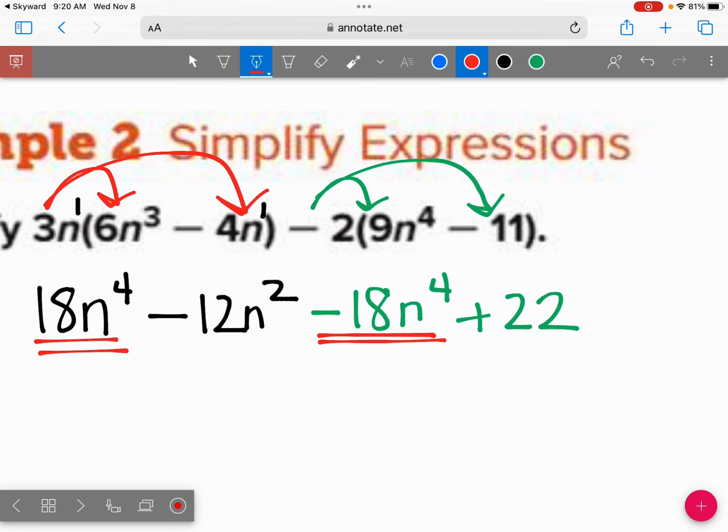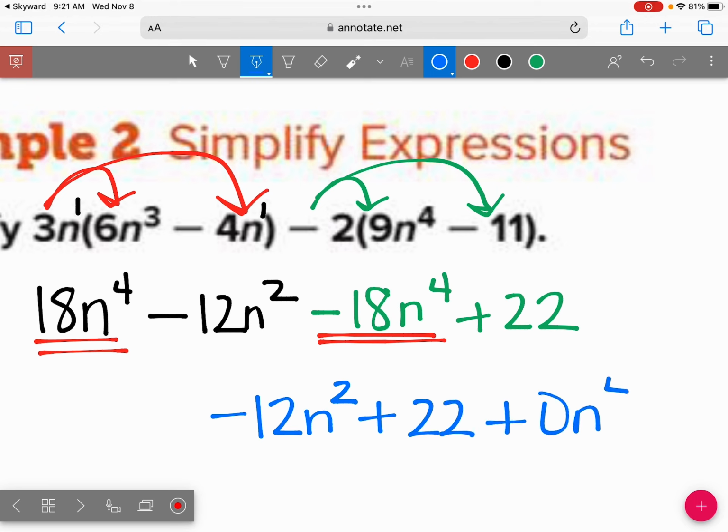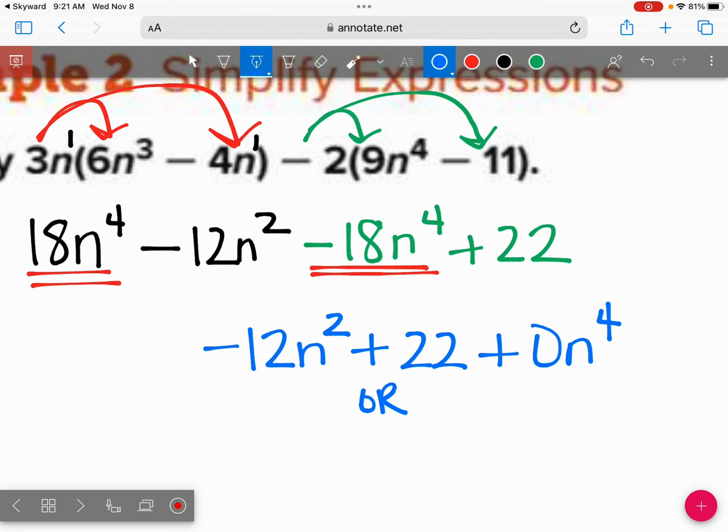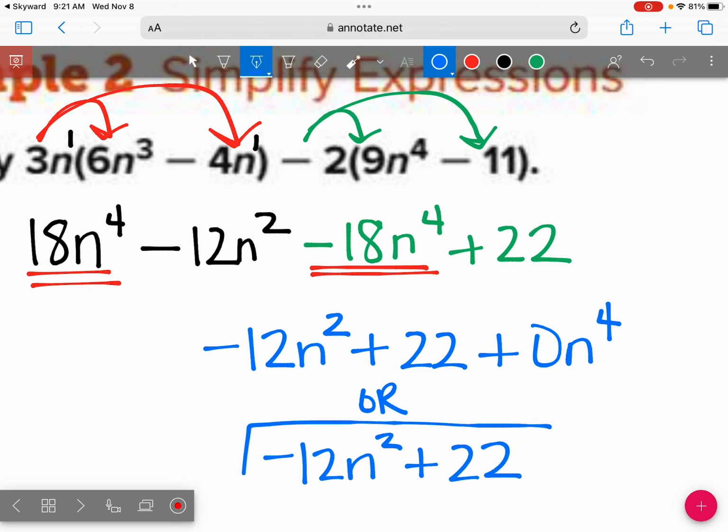So my final answer would be -12n squared plus 22. Now you could put a 0 into the 4th, but you don't have to. So the better answer is just to drop that n to the fourth altogether and say negative 12n squared plus 22.